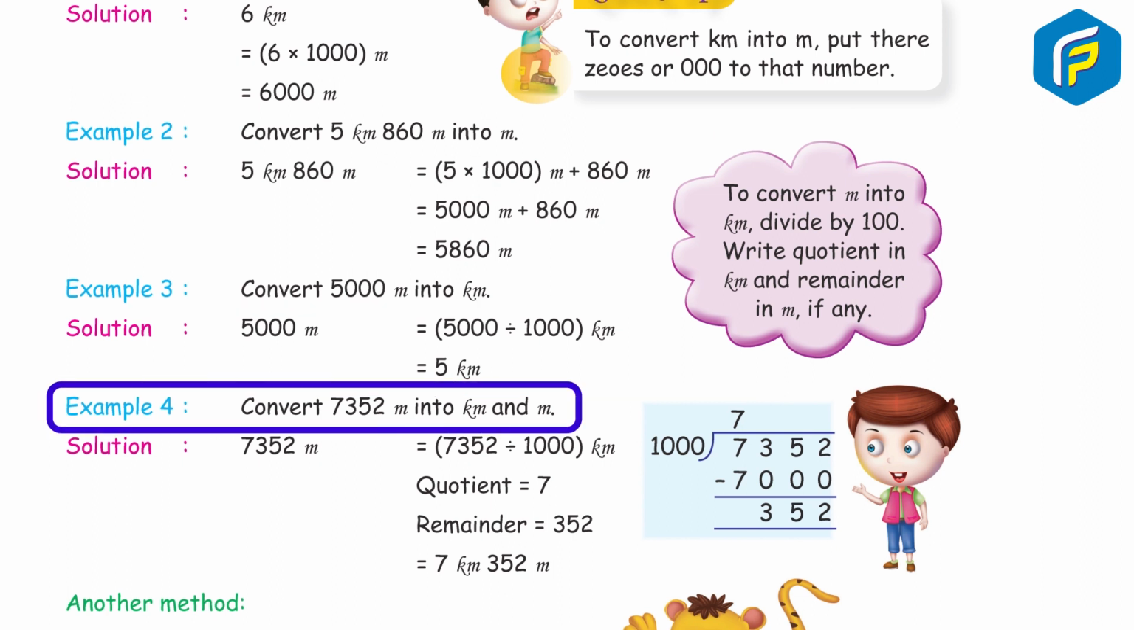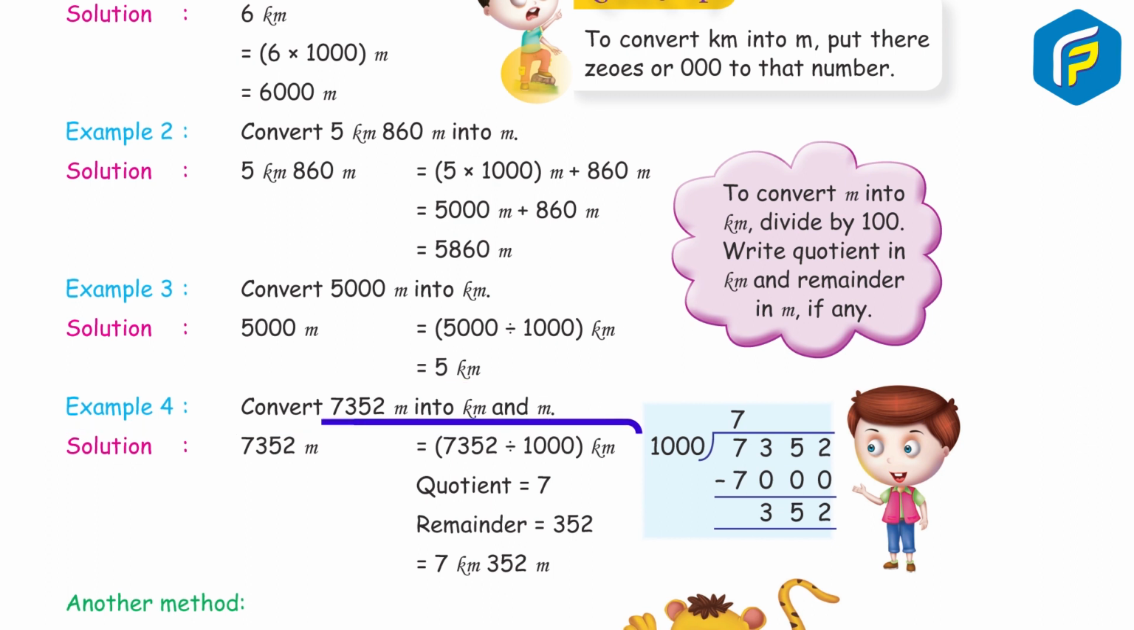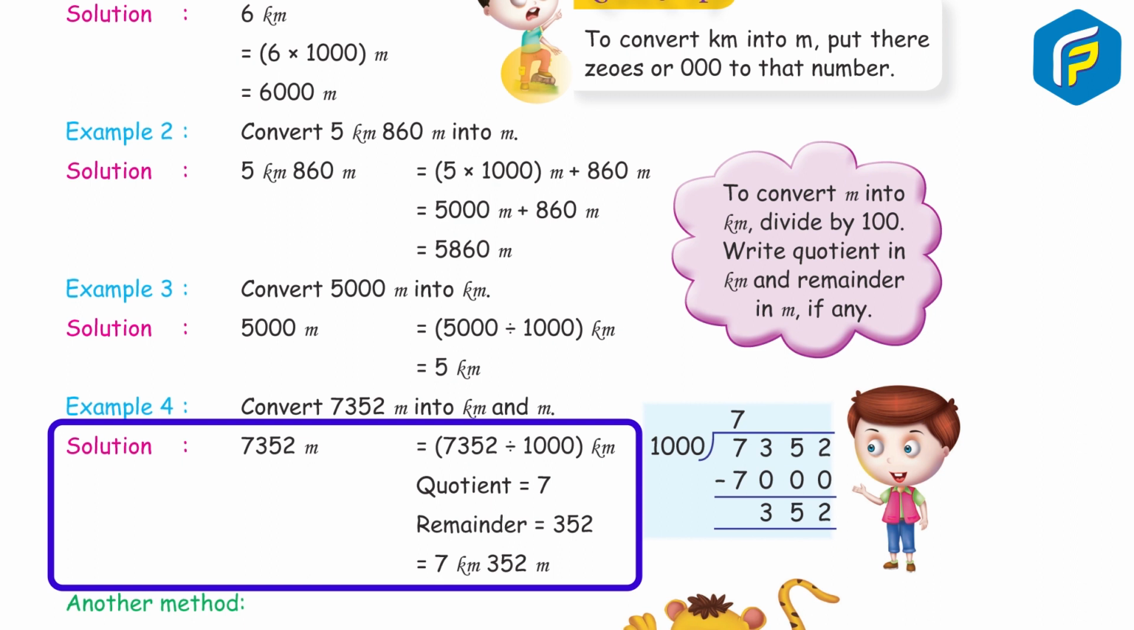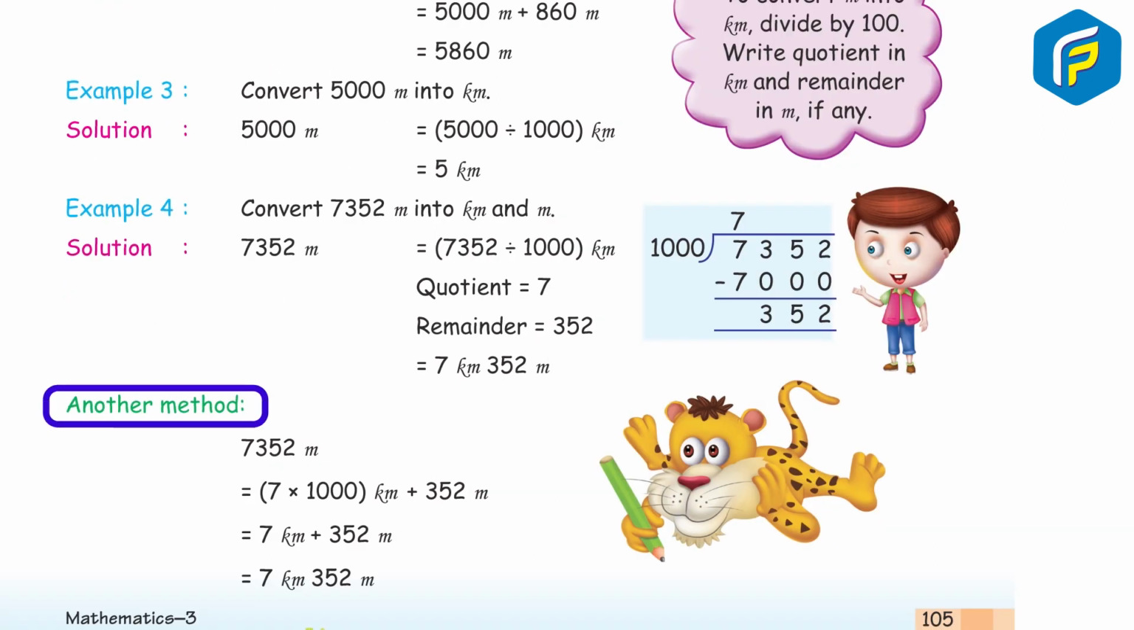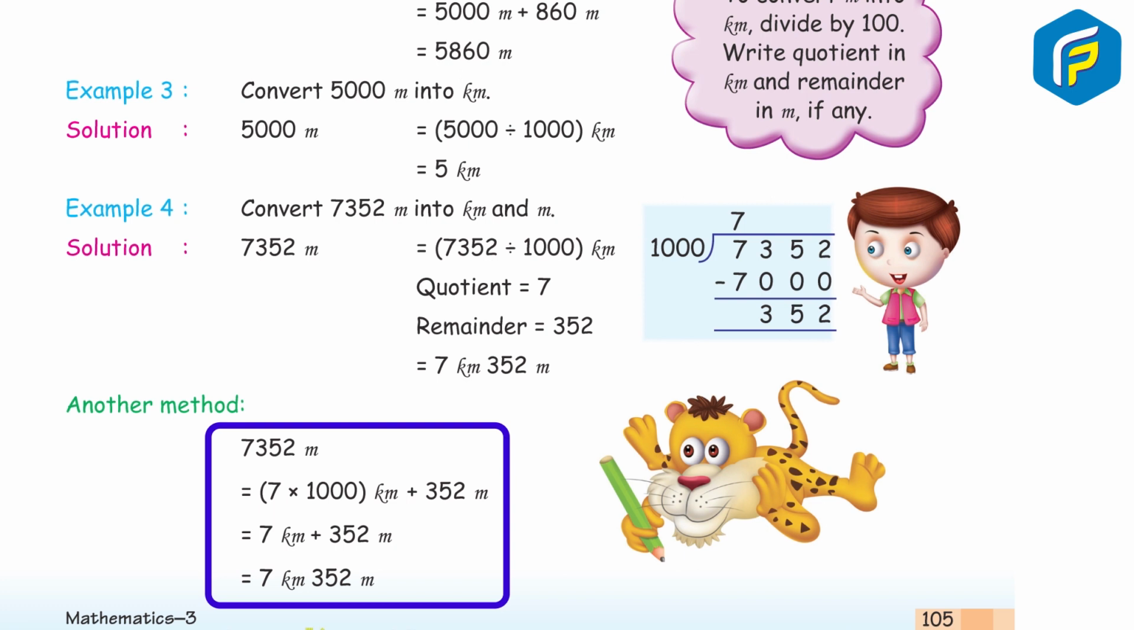Example 4. Convert 7352 meter into kilometer and meter. Solution. 7352 meter is equal to 7352 divided by 1000 kilometer. Quotient 7, remainder 352, which is 7 kilometer 352 meter. Another method. 7352 meter is equal to 7 into 1000 meter plus 352 meter, which is 7 kilometer plus 352 meter, which is 7 kilometer 352 meter.